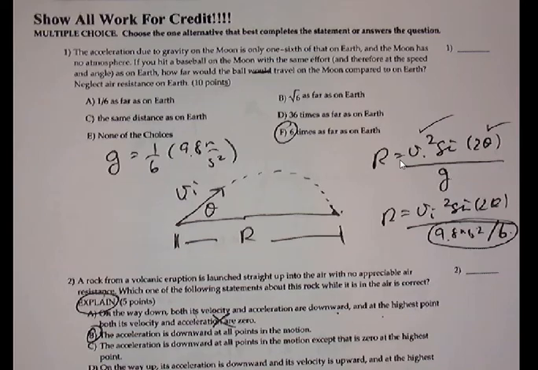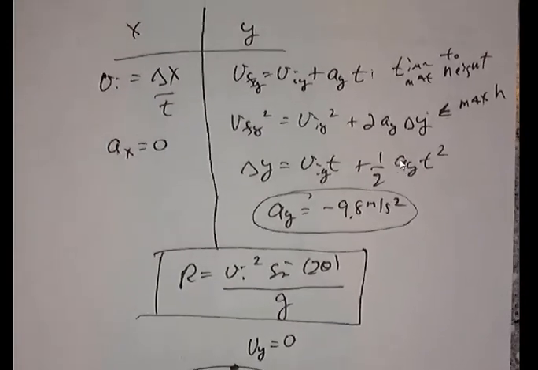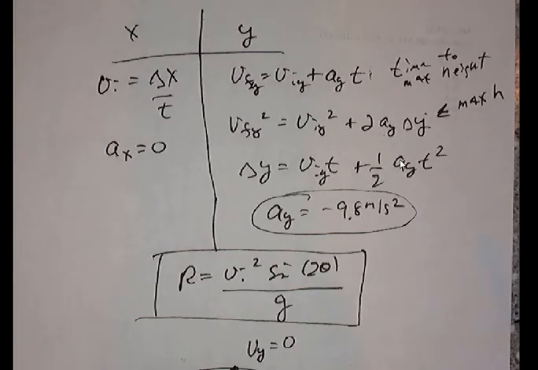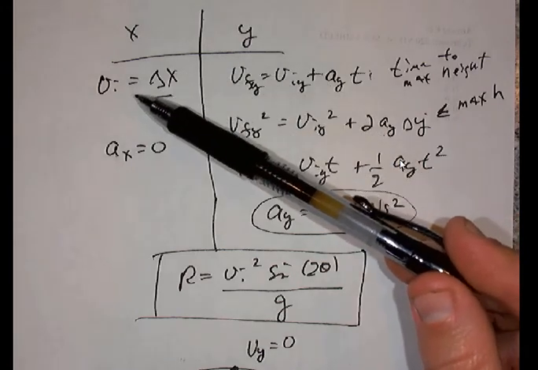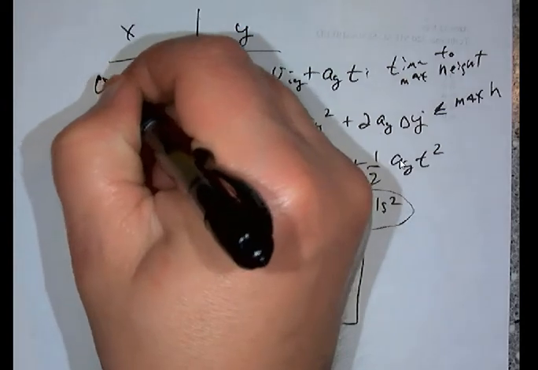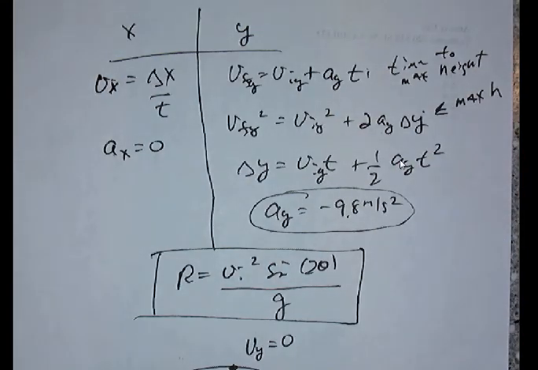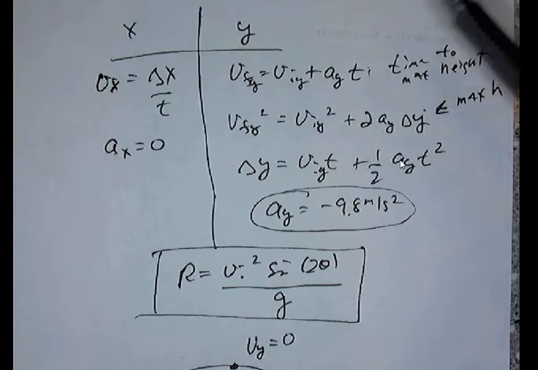We also have a few other things. Let me show you this. I've broken this down into x and y direction. So for the x direction, we only have the x velocity, which is delta x over delta t, and the acceleration in x is 0. Okay, so the x direction is not very complicated. Also, we can't do a whole bunch with it because there's not a lot of formulas here.